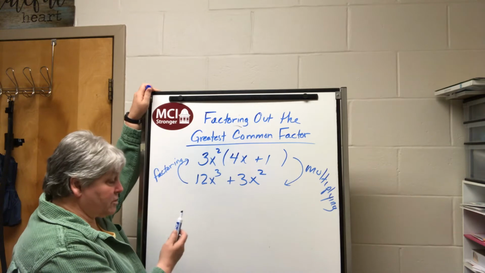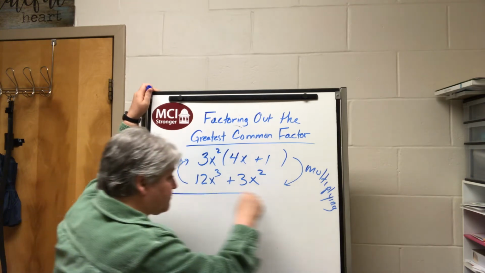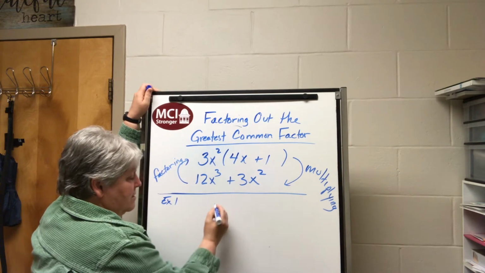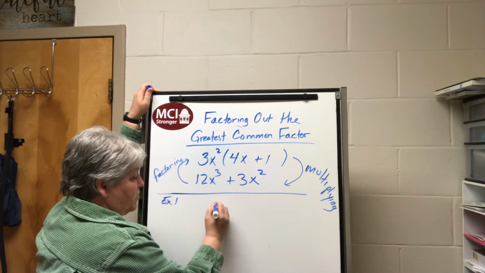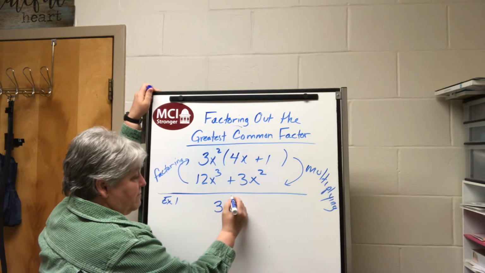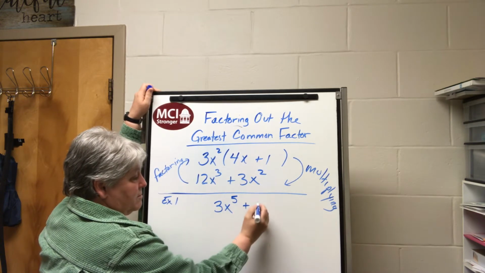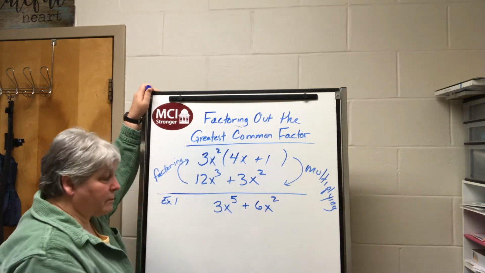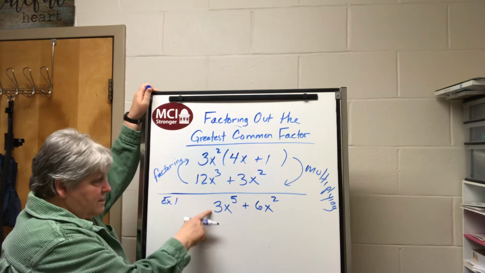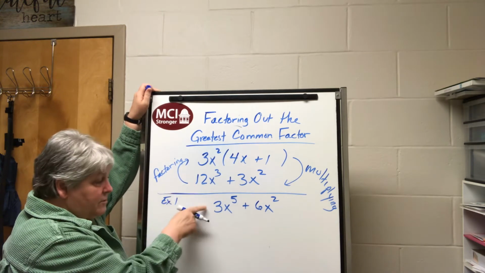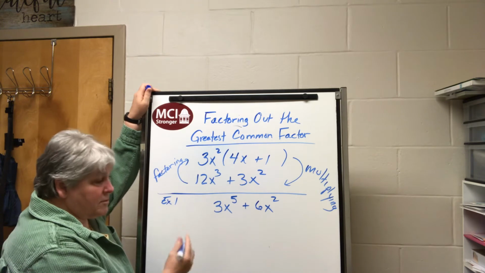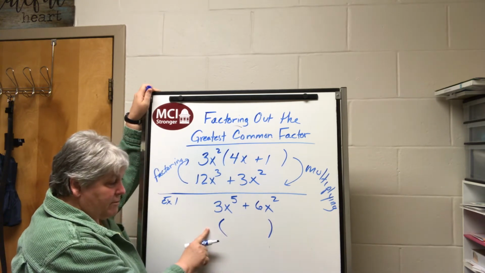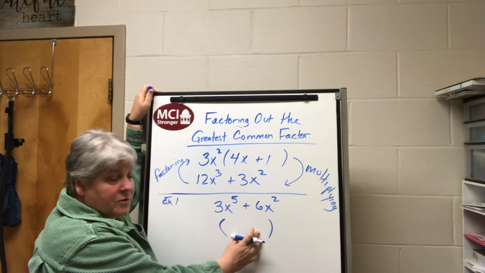Now, let me actually start with a fresh problem. Let's do an example. Let's take something like 3x to the 5th plus 6x squared. See, notice how this form matches this. So somebody had something times something. They probably had something out front, and they had probably a couple of terms inside.